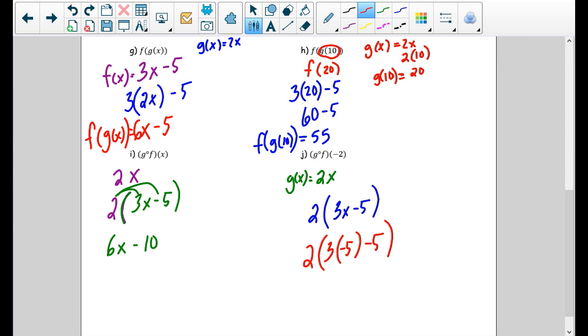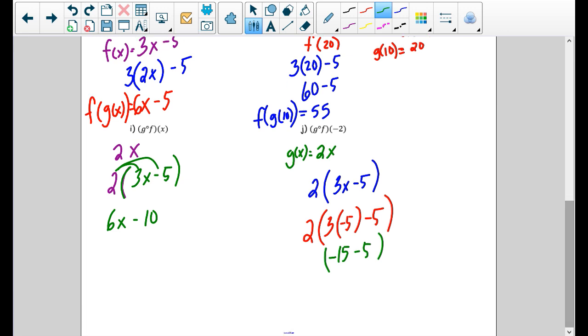So instead of plugging in, finding my value for the one function, then plugging that number in, you can plug that number straight into the function and then simplify the whole thing as a whole. So starting in our parentheses inside, so multiplying, so 3 times negative 5 is negative 15 minus 5, so that gives me negative 20. And then 2 times negative 20 is negative 40.